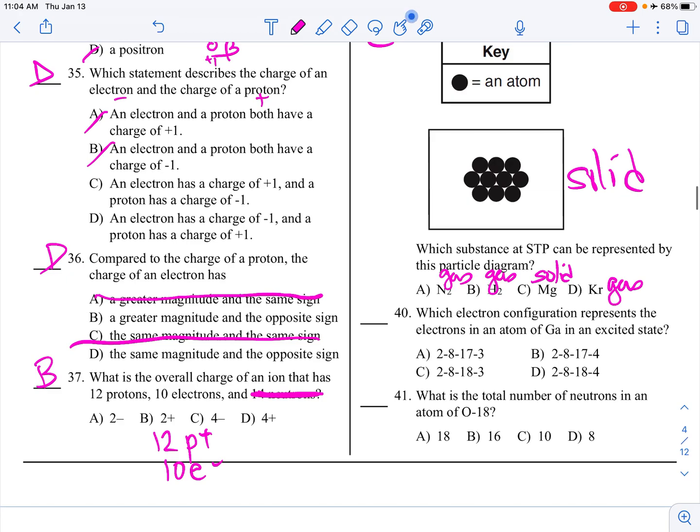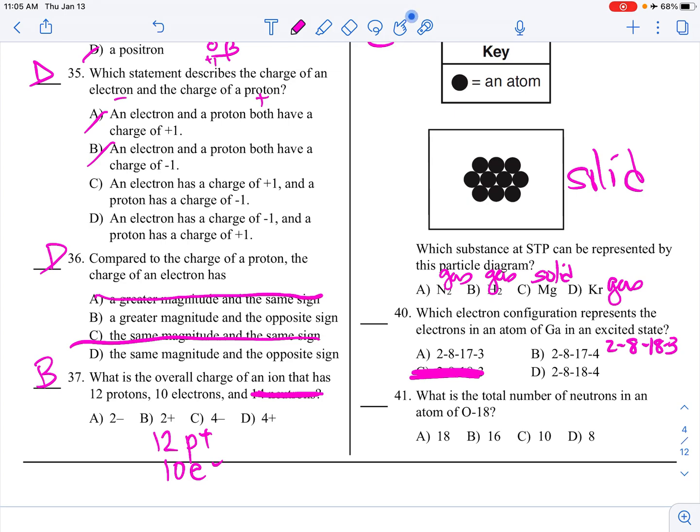Which electron configuration represents electrons of an atom of gallium in the excited state? So I'm going to go to the periodic table. Gallium in the ground state is 2, 8, 18, 3. That's the ground state off the periodic table. So immediately I get rid of that because it wants the excited state. I also need to make sure I don't lose any electrons. I still have to have the same total. I need to have 31 total.